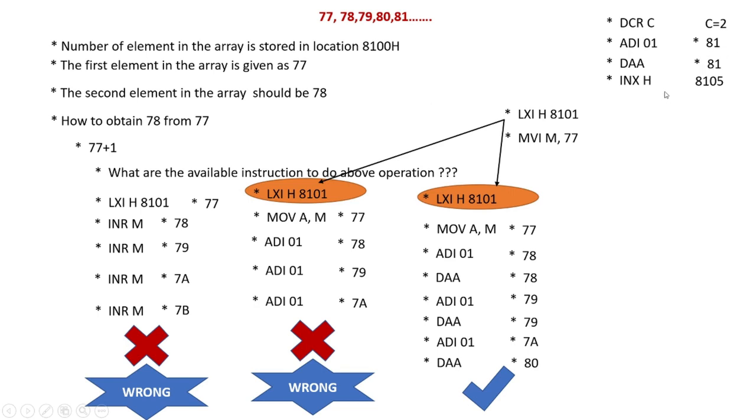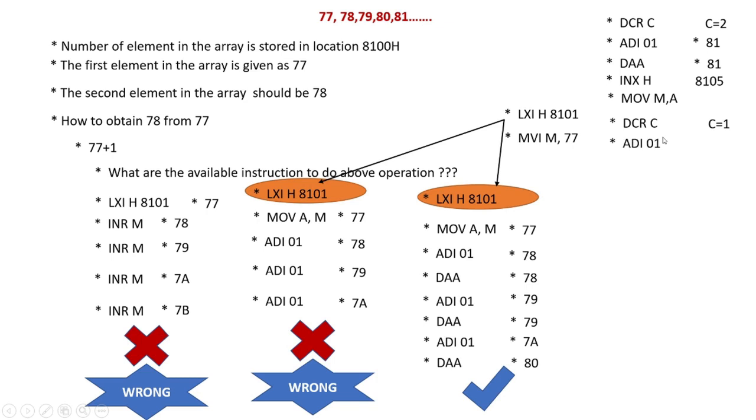How to save that? Again we can use MOV M, A. After execution of this instruction, 81 will move into this location. Now again we can decrement the count by 1. After decrementing the count by 1, the content of C becomes 1. As C equal to 1 is not equal to 0, again this process will repeat.